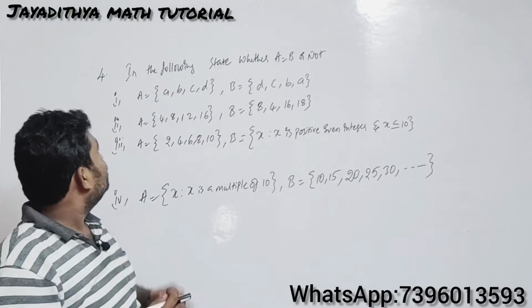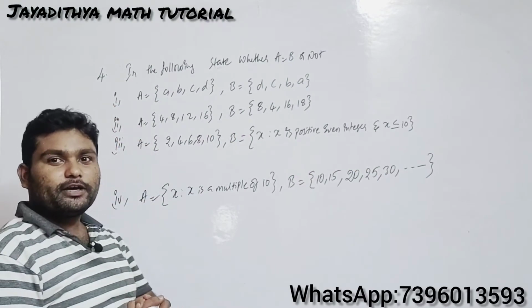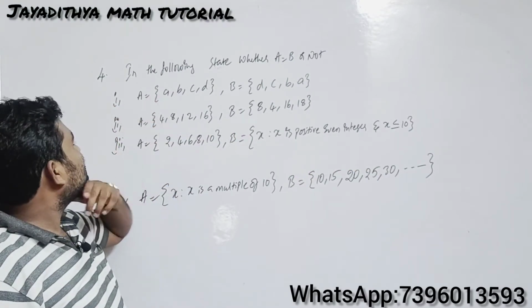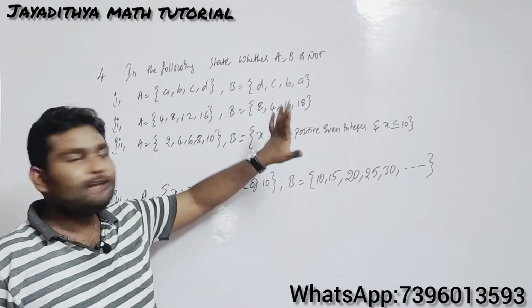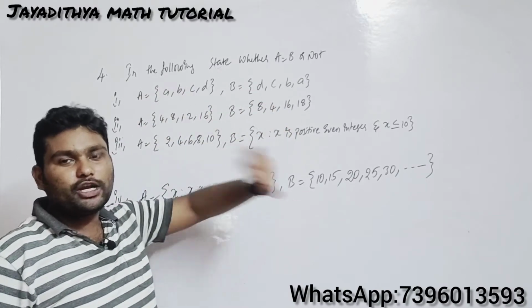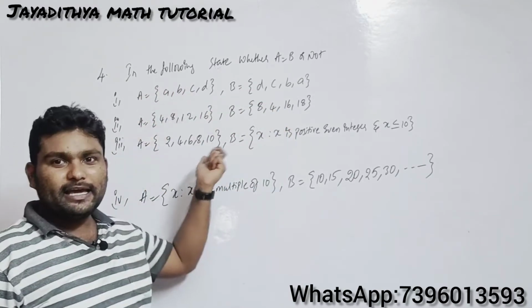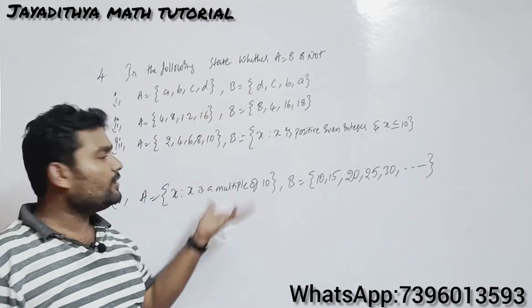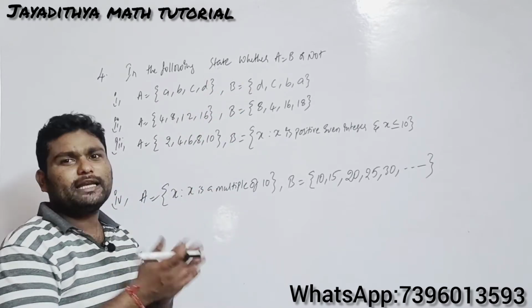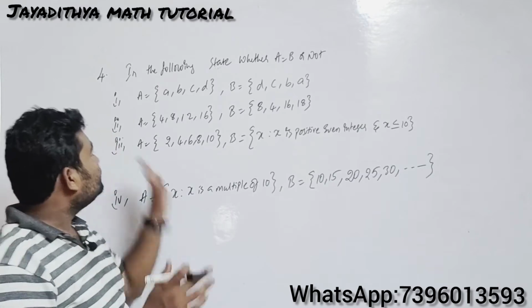Look here. This is the fourth question of your exercise 1.2. What is the question here? In the following, state whether A equal to B or not. That means we have set A and set B in all the four cases, and you should check whether those are equal sets or not. That's all.